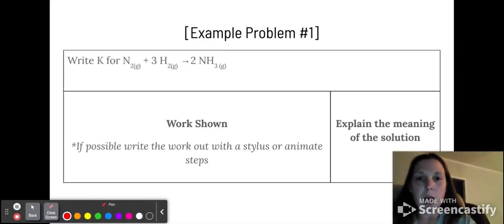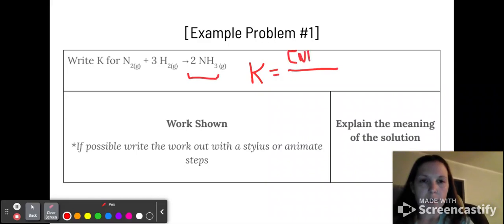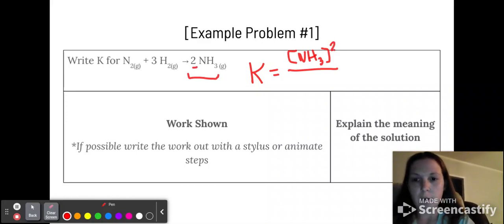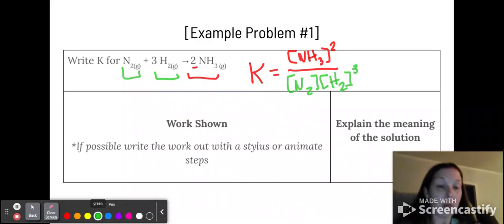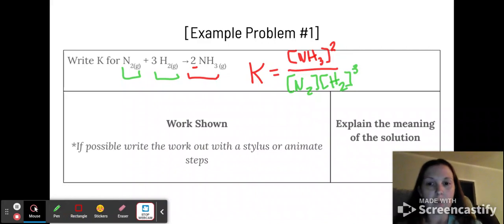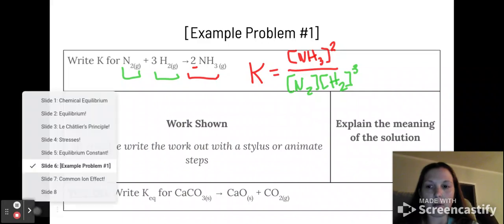So remember, we've got products over reactants raised to powers equal to their coefficients. So I only have one product here. So we will put it in brackets, NH3. It has a coefficient of 2, so it's going to be raised to the 2 power. Then I have two different reactants here, so they go on the bottom. So N2 will go in brackets. It does not have a coefficient, so it does not get a power. And then H2 is my other one. It has a coefficient of 3, so it gets raised to the 3rd power. And that's all it takes to write one of these. So now you can try this example. So go ahead and pause the video and try that.